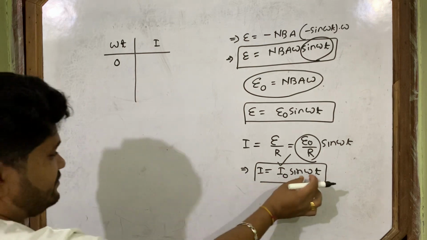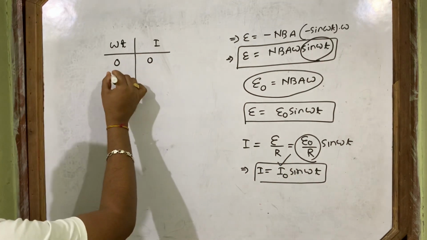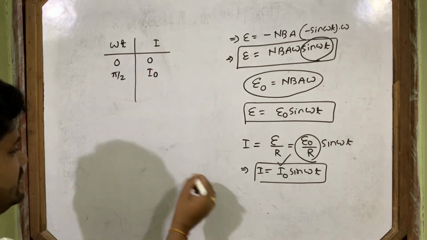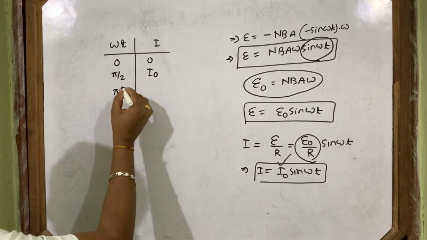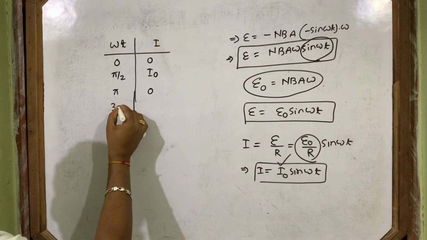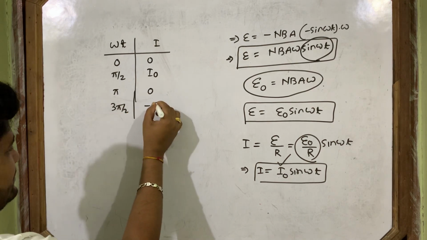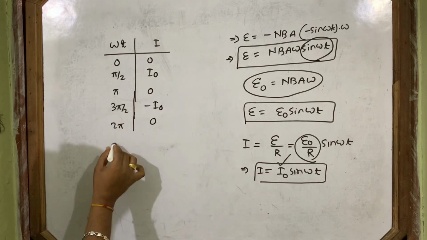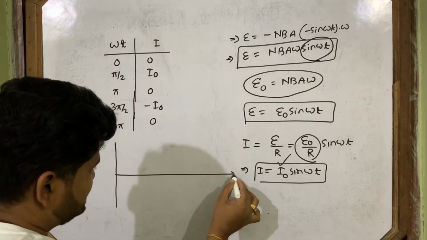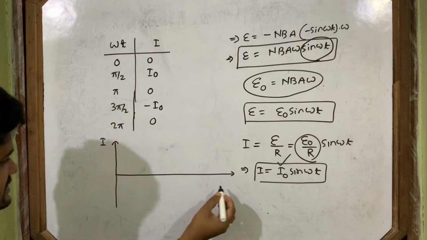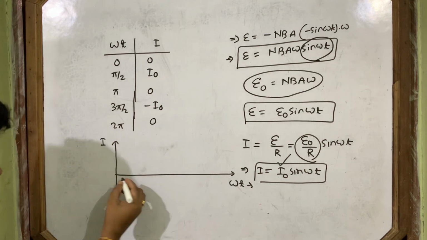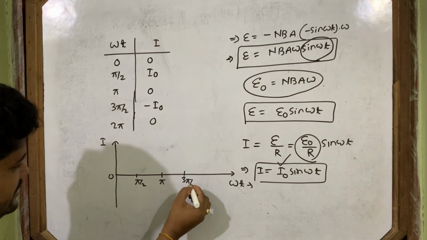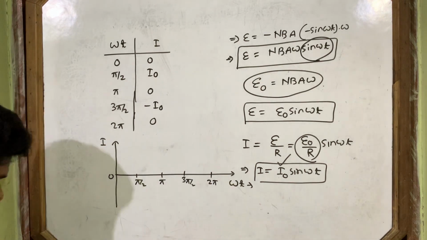When omega t is 0, sin 0 is 0. When omega t is pi by 2, this is I naught. When omega t is pi, again 0. At 3 pi by 2, minus I naught. Then at 2 pi, 0. Let's draw a graph of this current versus omega t. So this is 0, pi by 2, pi, 3 pi by 2, and 2 pi.